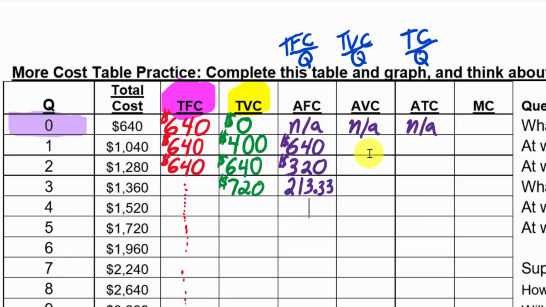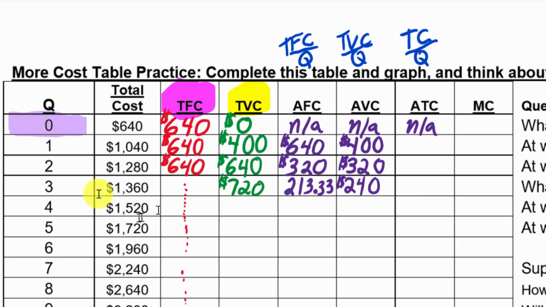Average variable cost, doing the same thing but with the variable cost column. 400 divided by 1, well that must be $400 per unit. When we're producing 2 units, it's $640 divided by 2, or $320 per unit for our variable costs. When we're producing 3 units, we're taking $720 divided by 3 gives us $240 for our variable costs, labor and materials costs per unit.